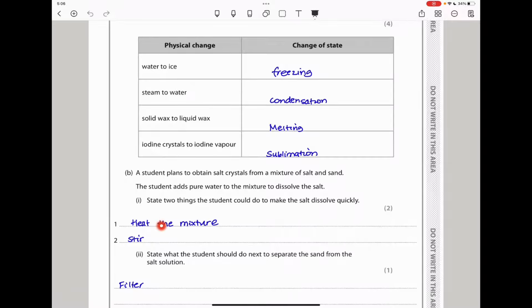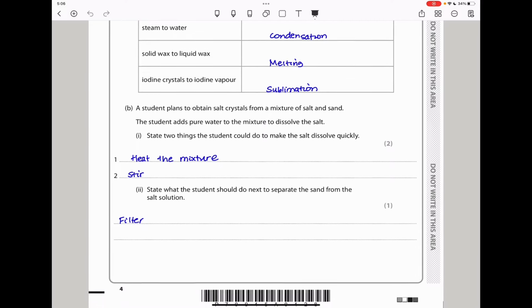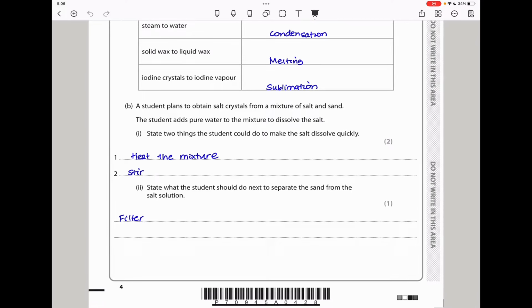When you increase the temperature, you increase the ability of this substance to dissolve, and then stirring ensures that the temperature is uniform, and it's that agitation that causes the solid to dissolve even more. The next part says, state what the student should do to separate the sand from the salt solution. You're separating sand, something that cannot dissolve, from something that is dissolved, or a solution. You need to filter. Filtration will be able to separate an insoluble solid from a solution.